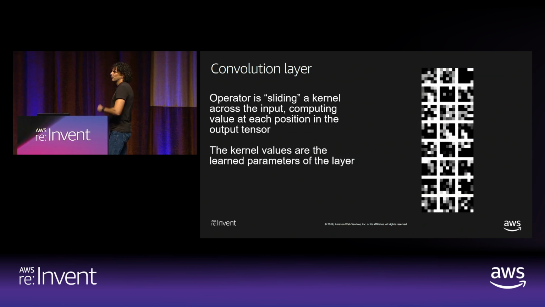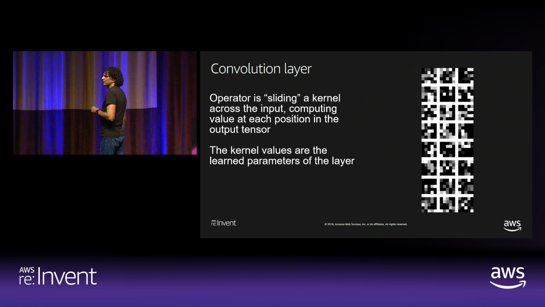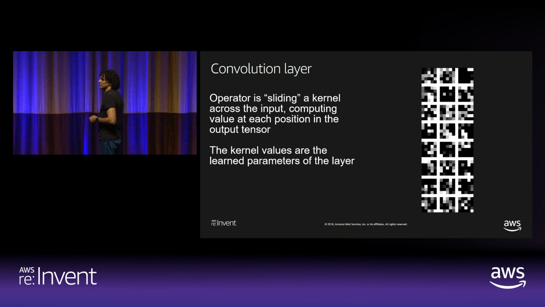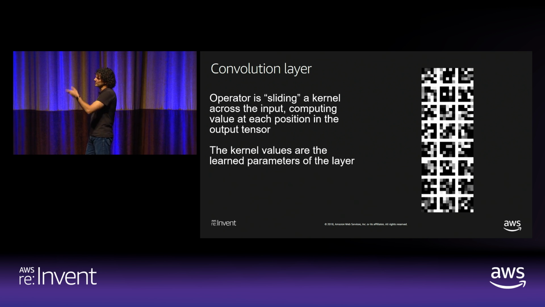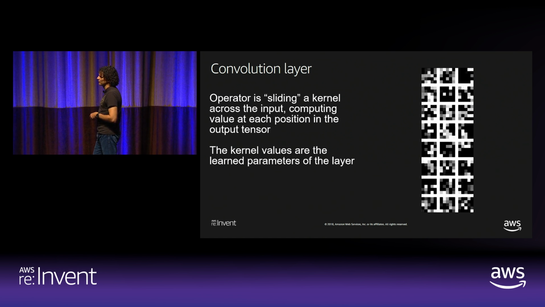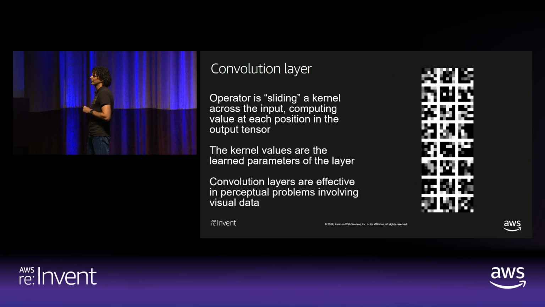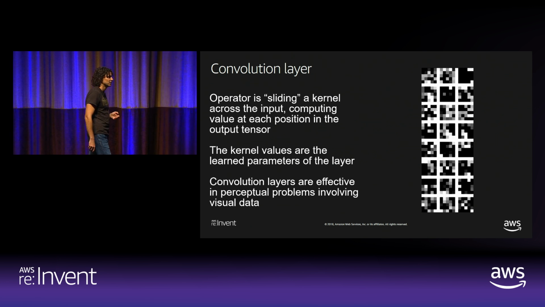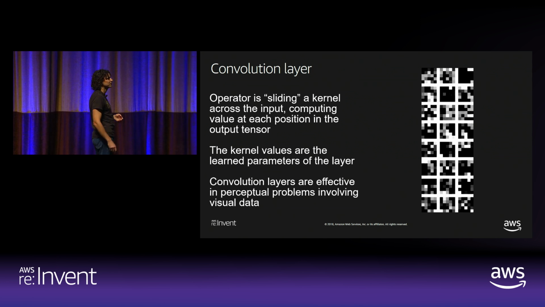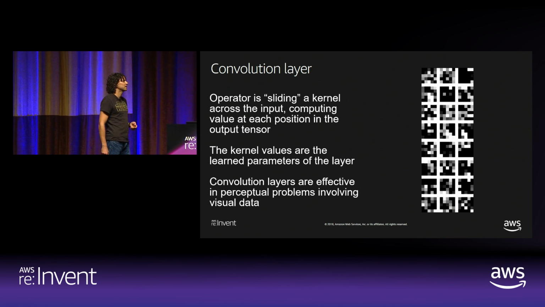The kernels, the small matrices in the middle that were in the example, are the learned parameters of this specific layer. And again, they're learned during training. This is an illustration of how these are learned, and every small square there is a separate kernel. These convolution layers are really effective in recognizing patterns in visual data, such as images. They're very effective in other problems as well, including natural language understanding and signal processing.